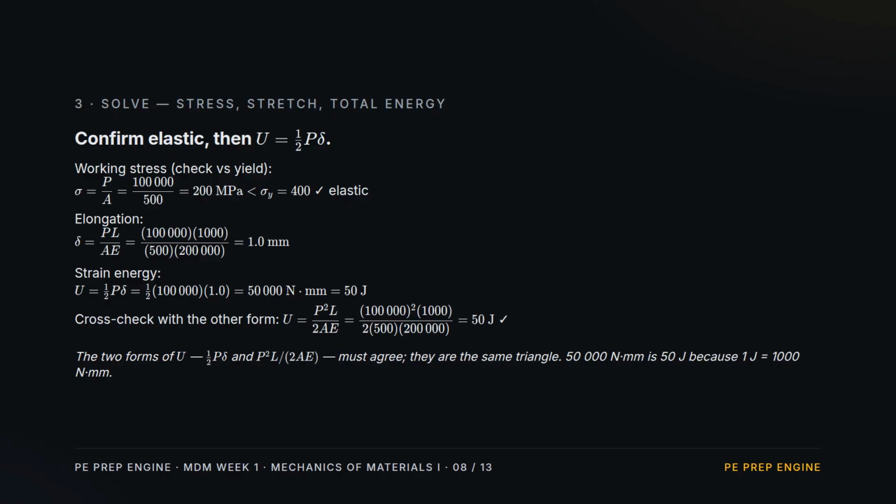Solve. Part 1. Working stress is load over area. Below yield, so the bar is elastic, and we're clear to use the energy formulas. The stretch is PL over AE. Then the strain energy is 1/2 load times stretch. Cross-check with P²L over 2AE. Same answer. 2 routes, 1 number. If they disagree, a unit slipped.